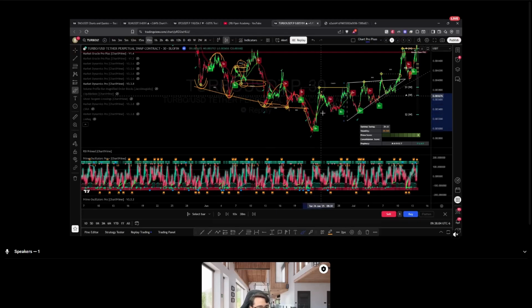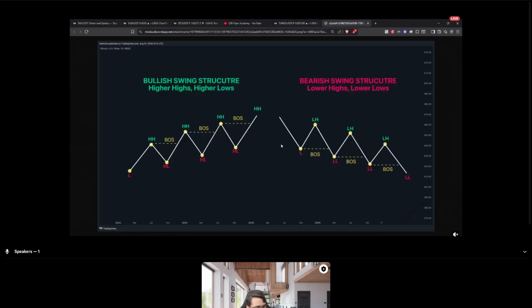And then right here we have our change of character and we have our double top area. It also measures double tops and double bottoms, right? So you are now changing and you got your break of structure, break of structure, break of structure. You see exactly the same way this plays out.